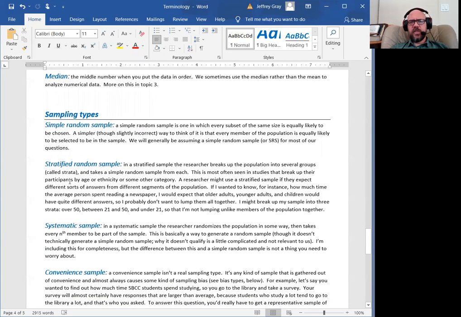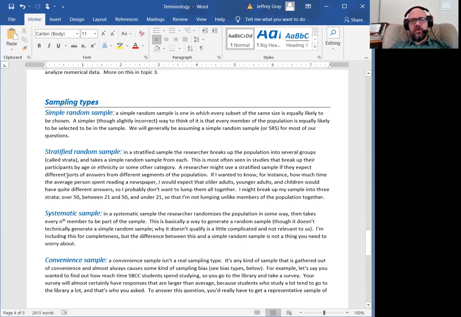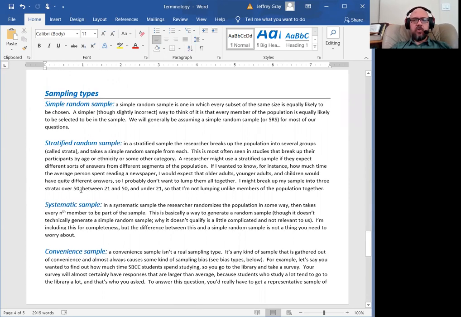All right, I want to talk about sampling types and some biases, which are actually the most interesting part of this topic. Sampling types are not that interesting. There are many more sampling types, but these are three major ones. The big one is the simple random sample. This is what is used basically all the time.